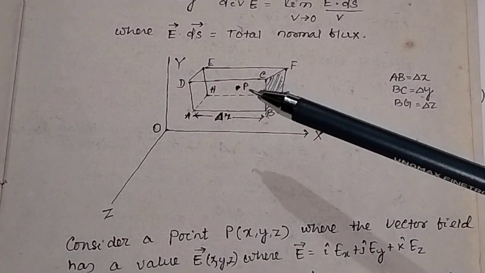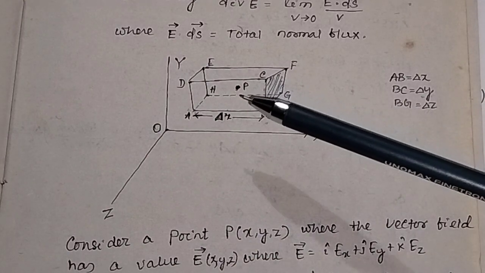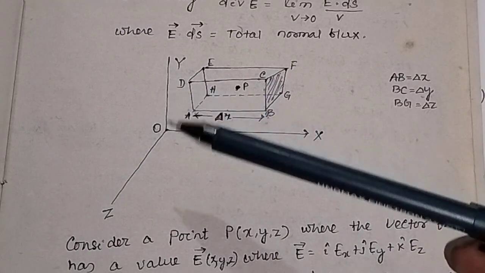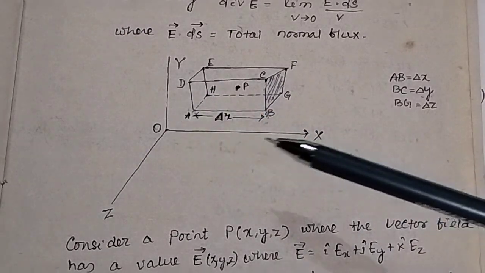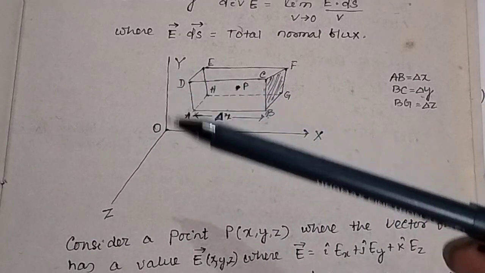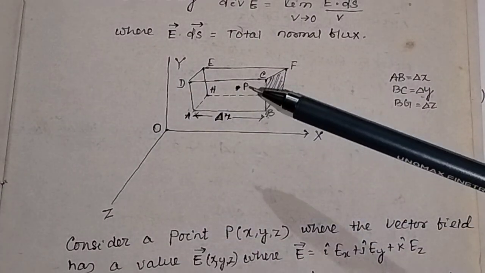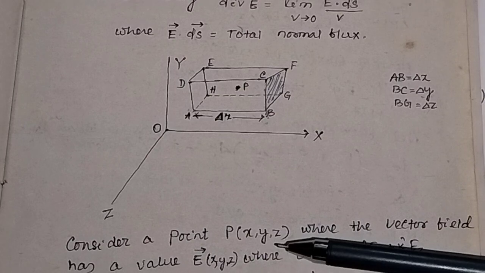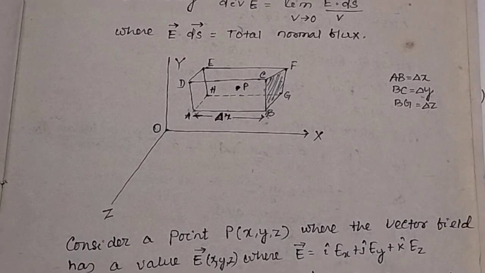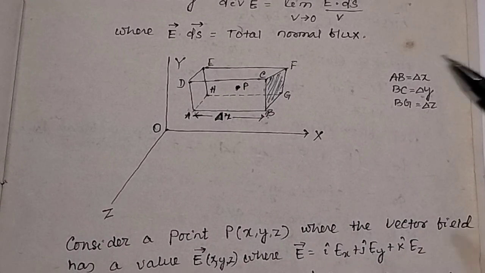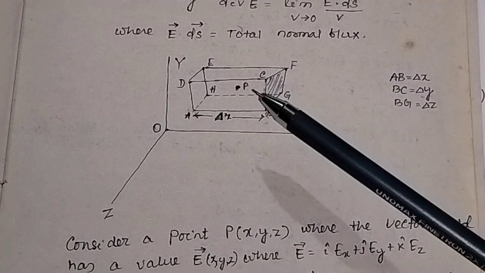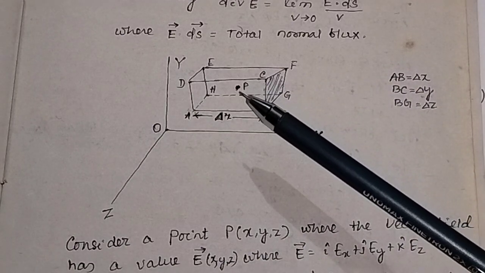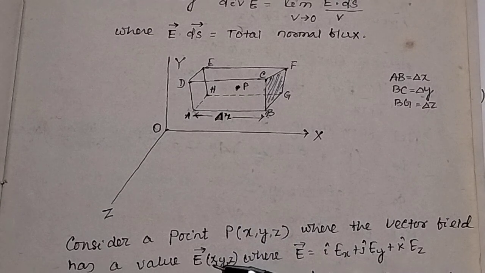Suppose you consider a point P. This is the point P and this is the coordinate system, the origin of the coordinate system. This is your x-axis, y-axis, z-axis, and this is the point P having coordinates, suppose, x, y, z. Suppose at this point P you have a vector field E. So the vector field will be E(x, y, z). You watch my previous video to know about vector field.